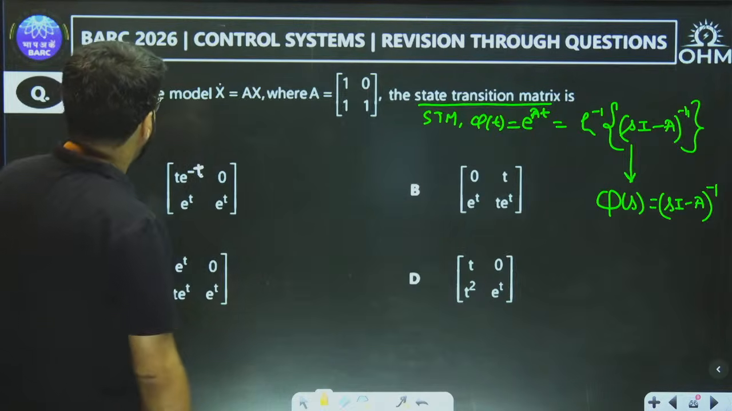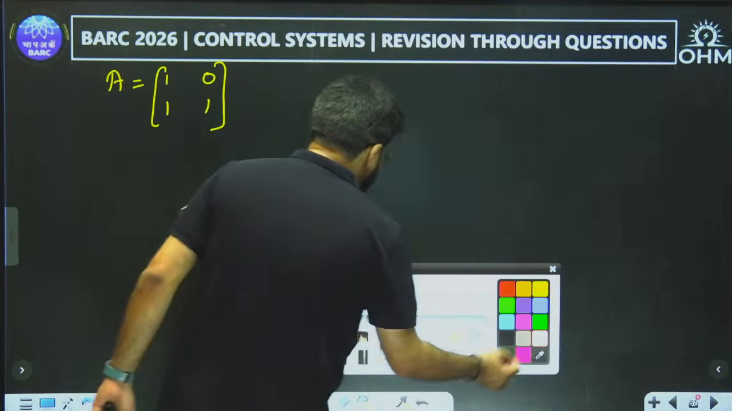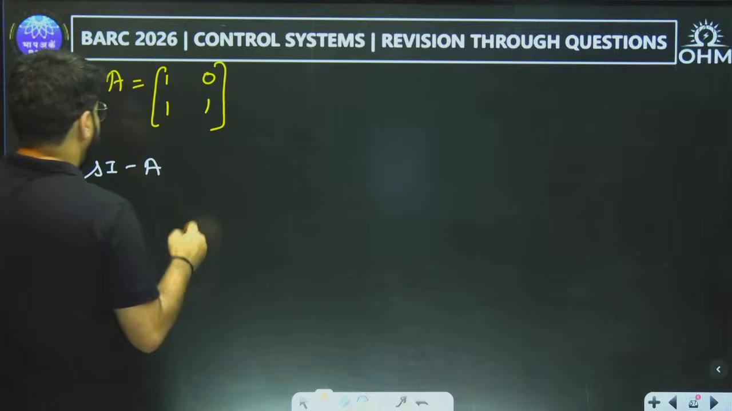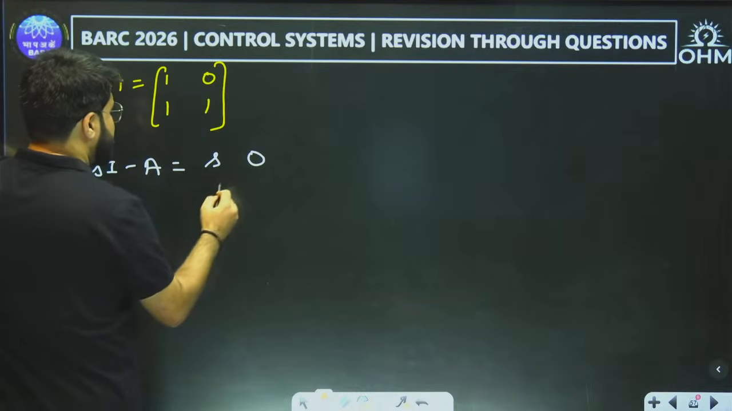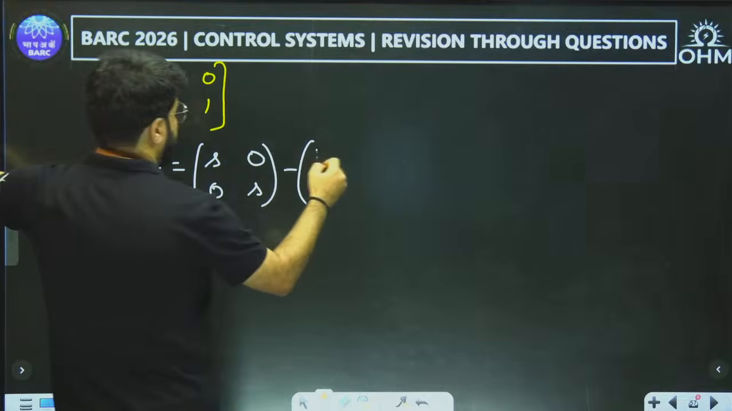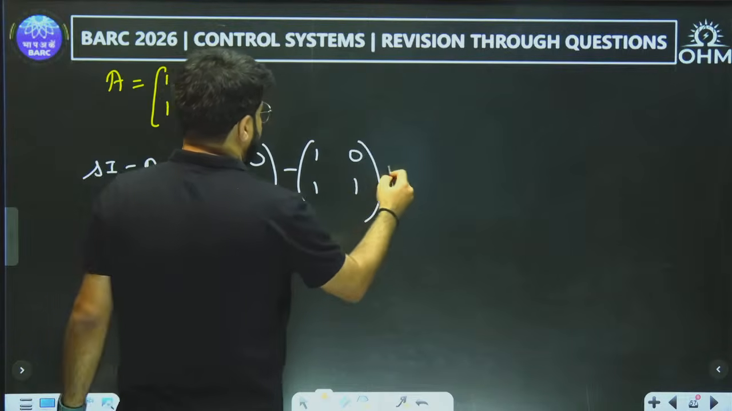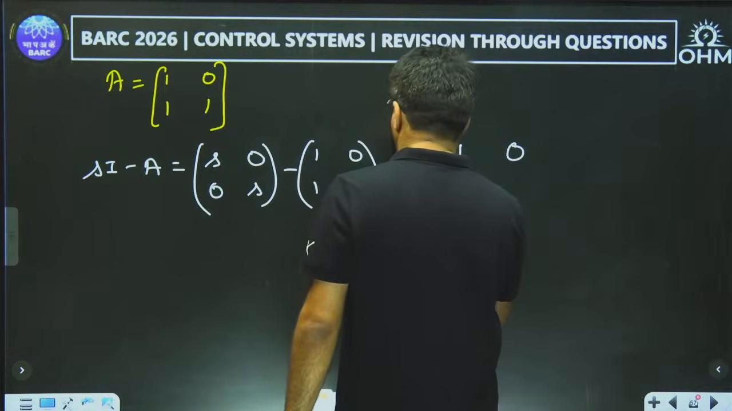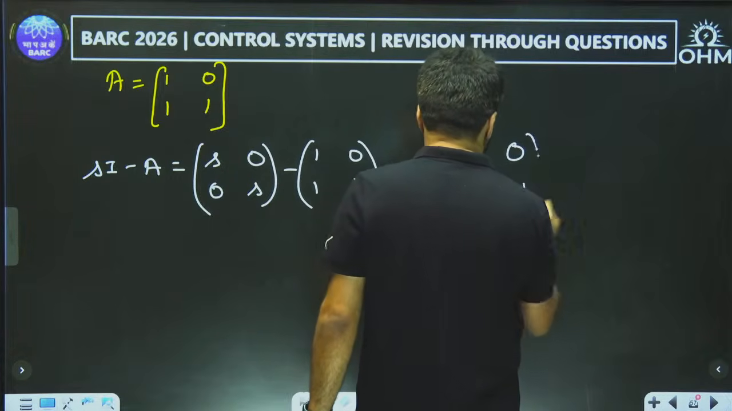Yeah, so what is the sI minus A? This is the A matrix given. First I will form the sI minus A, then its inverse, then Laplace inverse. What is sI? This is s into the identity matrix minus the A matrix 1, 0, 1, 1. When I subtract these two, what do I get? s minus 1, 0, minus 1 and s minus 1.